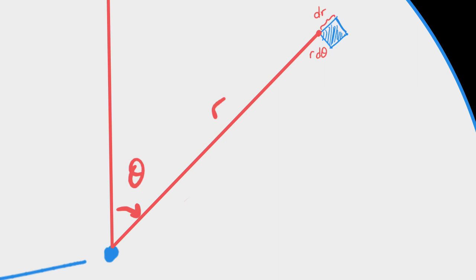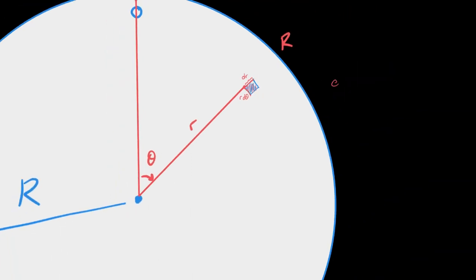So I'm sweeping out a little arc length here, and I'm making a piece of r there, and those two will define my area. In fact, my little piece of area, dA, is going to be dr, the length, times r d theta, the width. Any question about that?